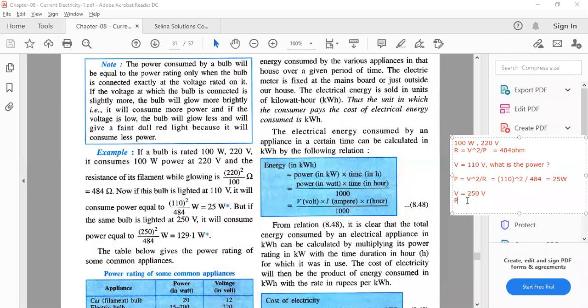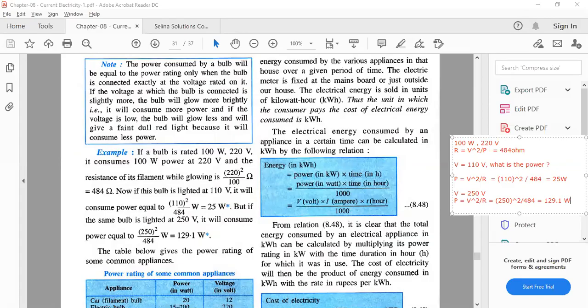Okay, so when my voltage is 250 volt, let's apply the formula. Formula is what? V square upon R. So what will you do? In place of V apply 250, upon R. What is R? R is constant, 484. So approximately if you calculate, here see the answer is given, 129.1 watt. So if you can see, what was my maximum voltage? 220. So how much power consumption was I getting? 100 watt. Now if I decrease, what will happen? My power consumption will be 25 watt. If I increase, my power consumption is 129.1 watt. So you can see what happens.